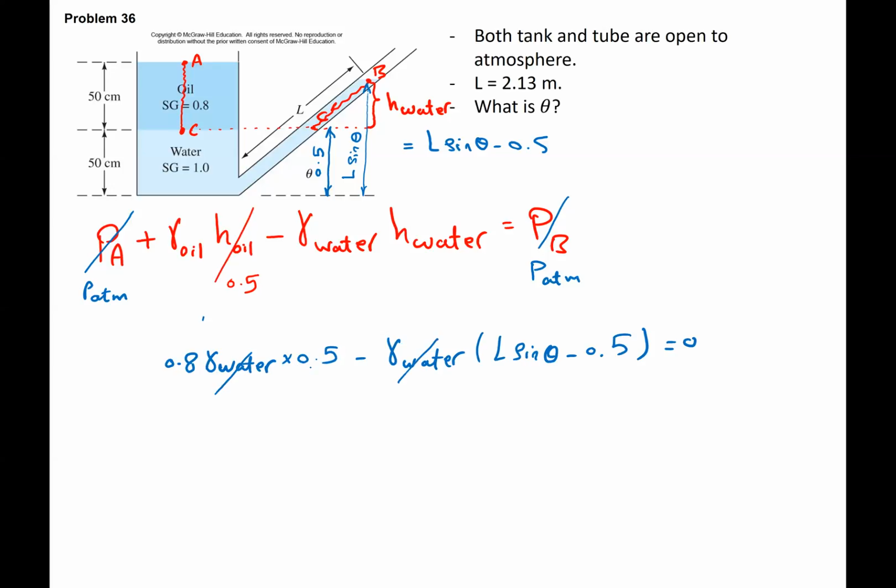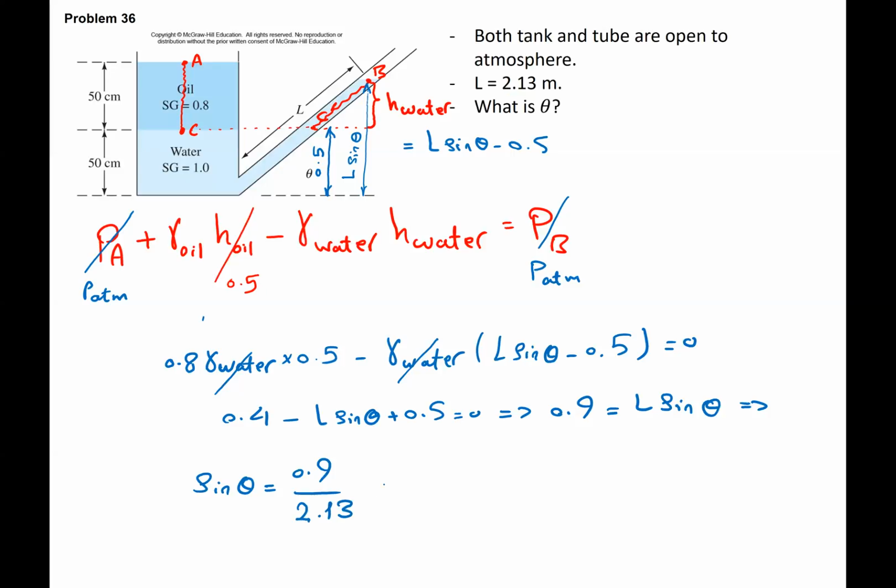And then we can obviously cancel gamma of water with gamma of water. So we have 0.8 multiplied by 0.5, which is 0.4, right? Minus L sine theta, and then plus 0.5 equal to 0. And then from here I can say 0.9 equals L sine theta. Therefore, sine theta equals 0.9 divided by L, and the value of L is given, 2.13, so it's divided by 2.13. And from here, you can calculate theta as sine inverse of 0.9 divided by 2.13, which is equal to 25 degrees.